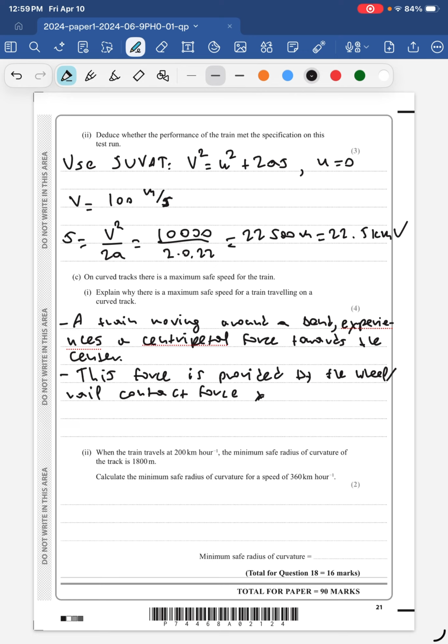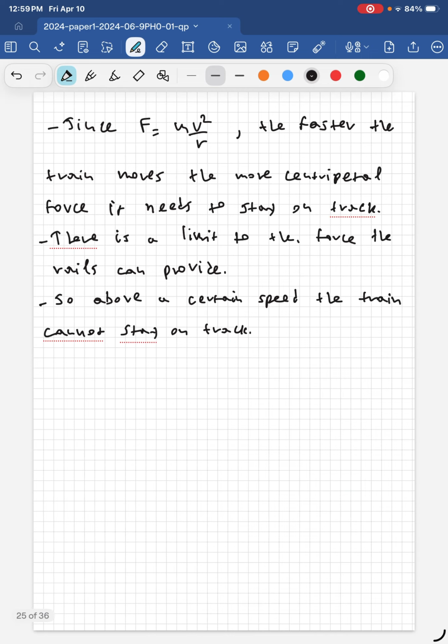Okay, and now part 2 of question C. When the train travels at 200 kilometers per hour, the minimum safe radius of curvature of the track is 1800 meters. Calculate the minimum safe radius of curvature for a speed of 360 kilometers per hour. And because we don't have enough space, we're going to move back to the clean page. So this is part 2 now.